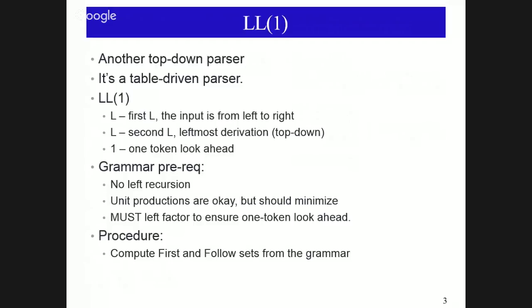So what should the grammar have? The prerequisite for the grammar: no left recursion. Unit productions are okay, but it should probably minimize. But you must left factor everything to ensure one token look ahead. You didn't have to do the third one for recursive descent. If you left factor rules, it just means try this one. If it didn't work, go back. Try the second one. Didn't work? Okay, keep going back. It's slower, but doable. Here, not doable. You gotta left factor everything.